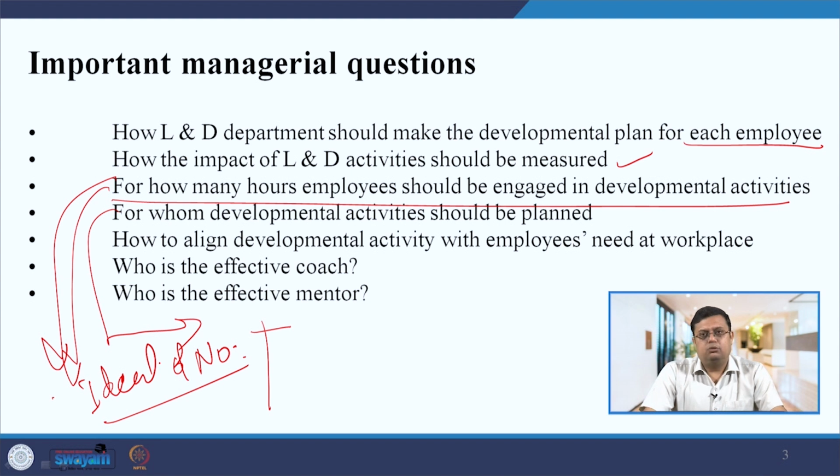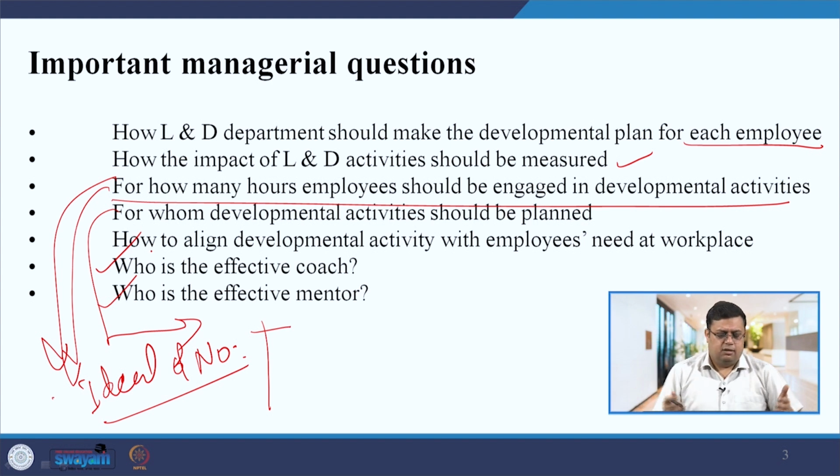So, what should you do? How should you align these developmental activities with the employee's need at a workplace? And who is the effective coach and who is the effective mentor, who can coach, who can give a direction, who can give coaching to the employees, and who can do the mentoring for the employees? So, these are the few questions that I have collected in order to make you understand what kind of challenges a manager is facing at a workplace.